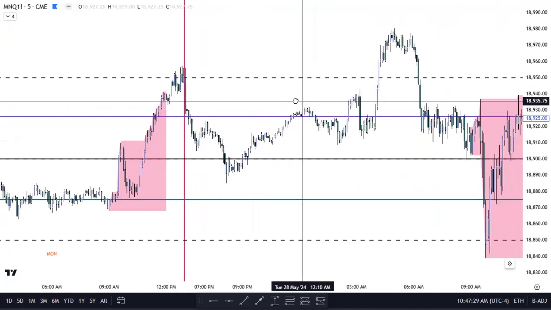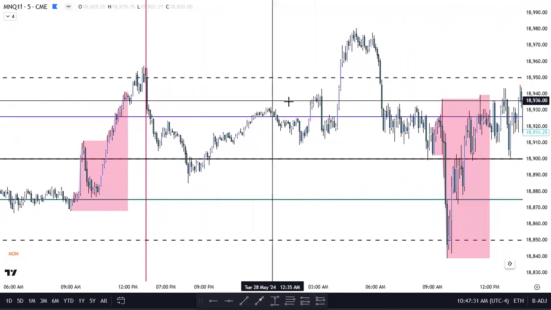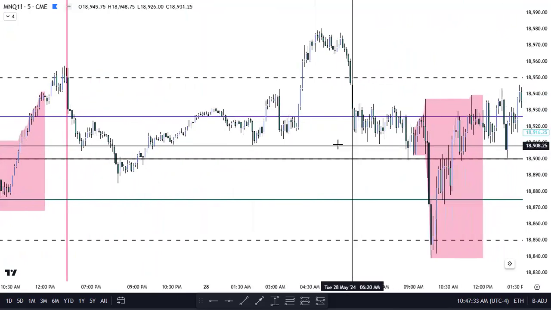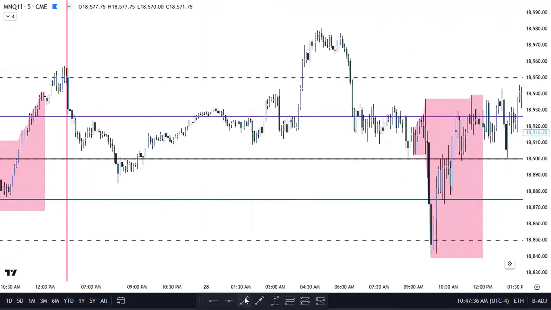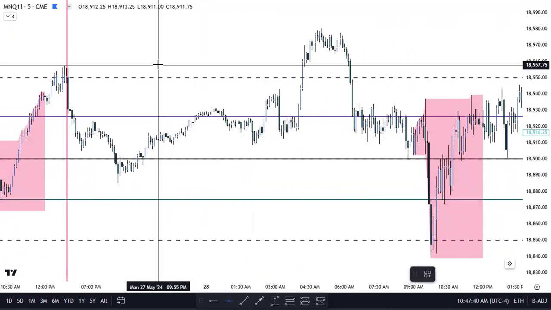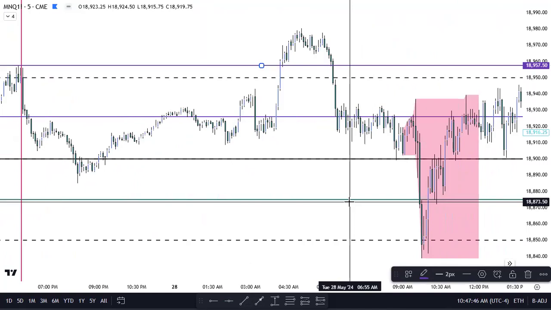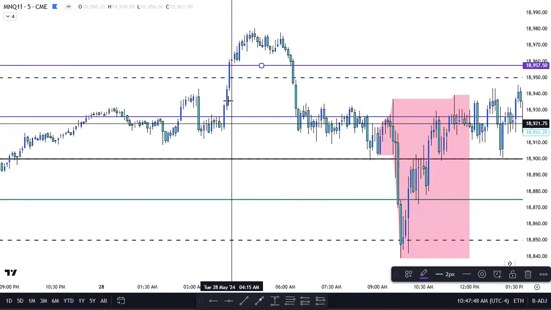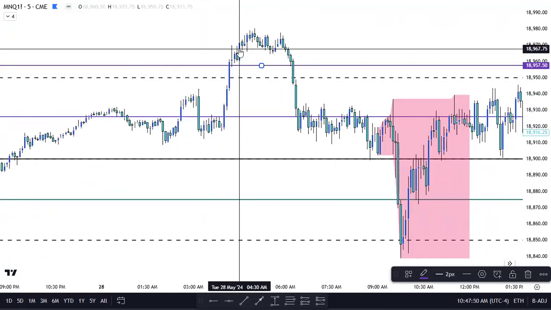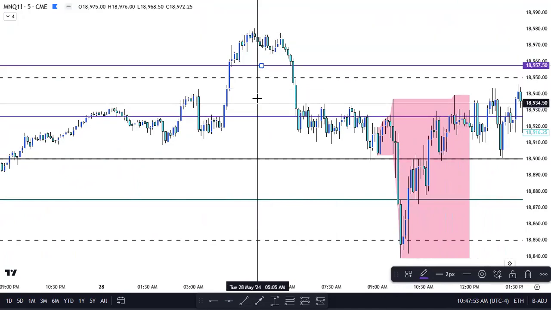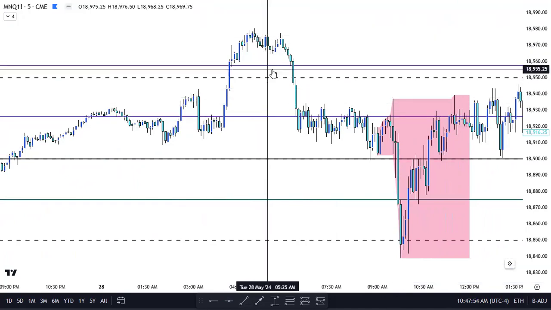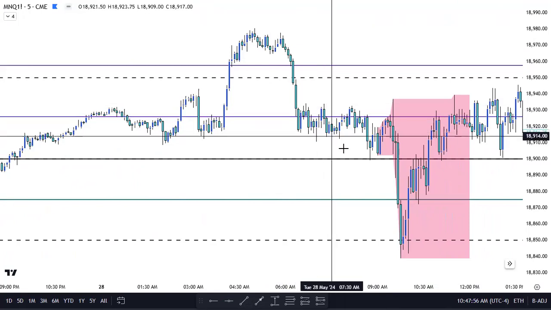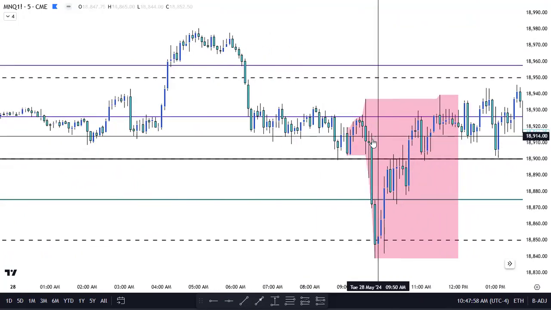Now coming into Tuesday, we can see that for some reason the indicator didn't put Monday's high on there, so let's mark up Monday's high. Monday's high was here. We can see that during the London session, Monday's high has been triggered. So we have a trigger. Now this doesn't mean we just sell right off the bat. Remember, I'm trading the New York session.